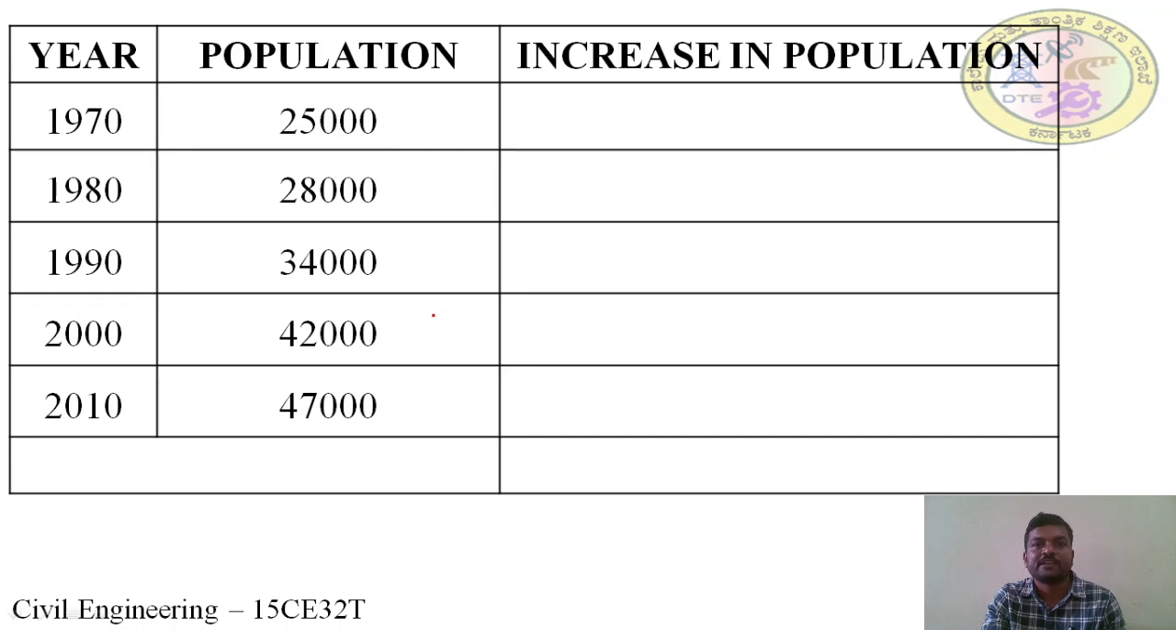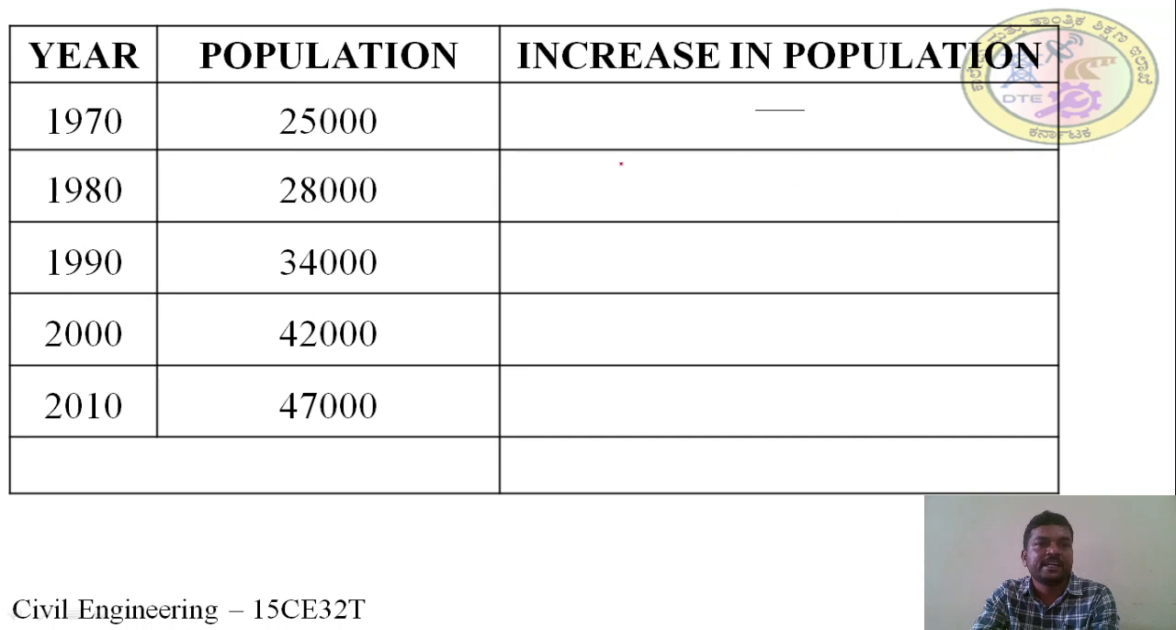Here we need to find the increase in population for the year 1970. To find the increase in population, we require two data, that is present and past population data. Here the present data is available, that is 1970's population is available. The past data is not available, that is 1960's data is not available. So the value becomes nil here.